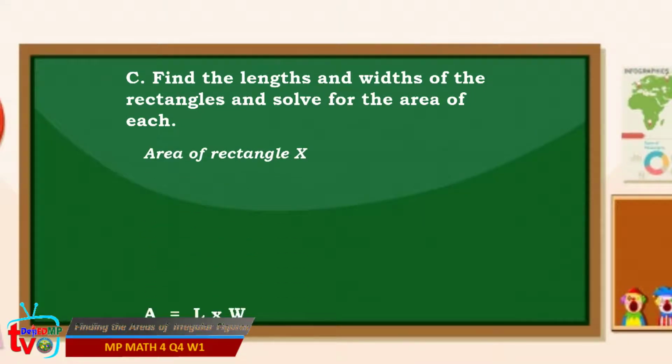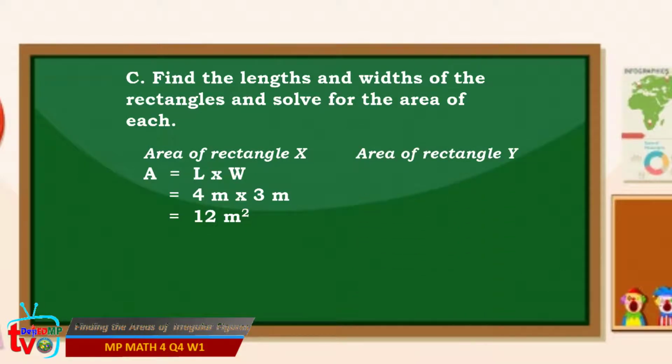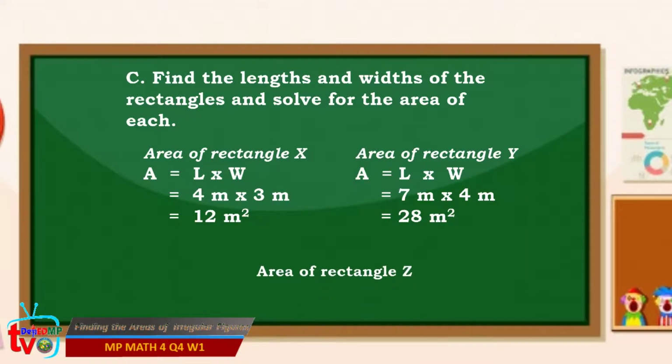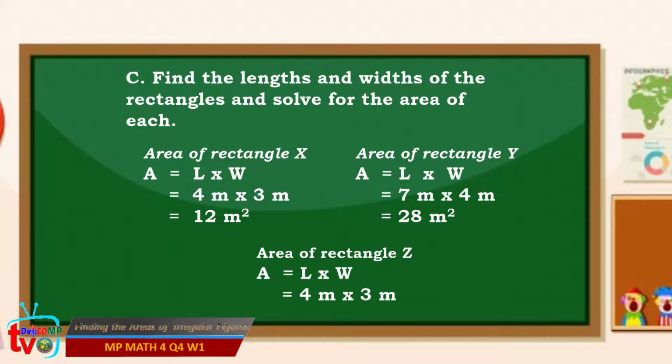Area of rectangle X, A is equal to length times width. 4 meters times 3 meters is equal to 12 meters square. Area of rectangle Y, A is equal to length times width. 7 meters times 4 meters is equal to 28 meters square. Area of rectangle Z, A is equal to length times width. 4 meters times 3 meters is equal to 12 meters square.